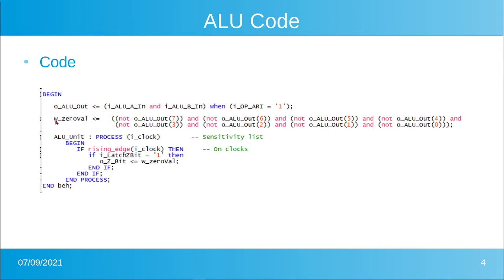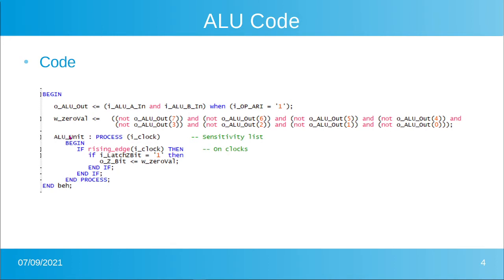So the next line is a wire. The last one was an out of the entity. The next one's a wire that's inside of the entity, and it's a flag inside that looks and sees, is every single bit in that ALU out equal to 0? If they're all equal to 0, then it's a 0 value. And we want to latch that up, so we do the classic sort of process here for the ALU unit.